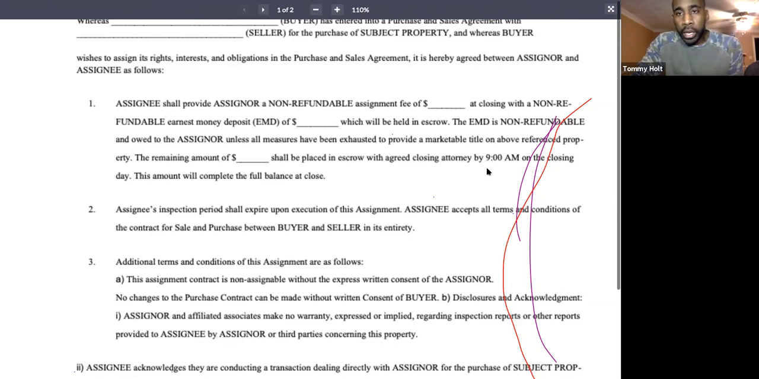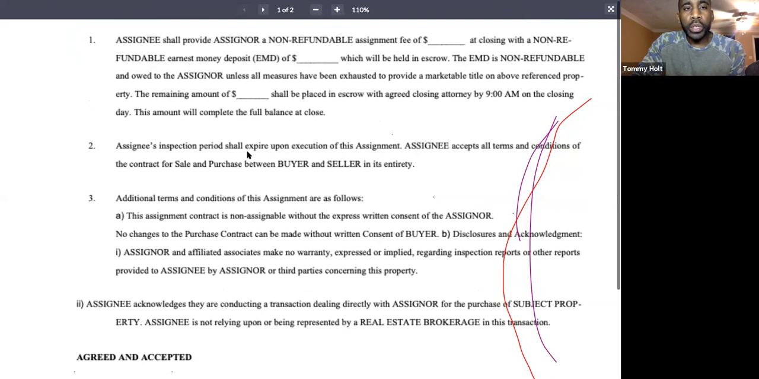So I'm letting them know, listen, you need to send this money. Don't plan to send this money the day of. Probably plan to do it the day before, because banks typically open at 9 a.m. So you really need to have this done the day before, so that at 9 a.m. this money is sitting in the lawyer's or the title company's escrow account and can be funded. Assignee's inspection period shall expire upon execution of this assignment. Assignee accepts all terms and conditions of the contract for sale and purchase between buyer and seller in its entirety.